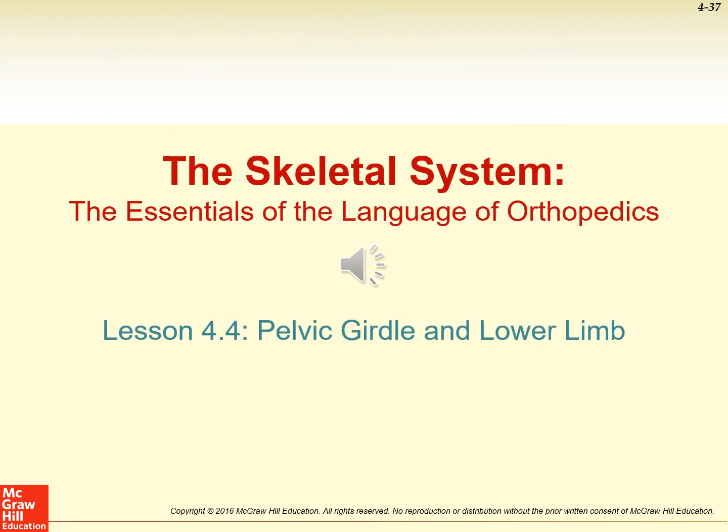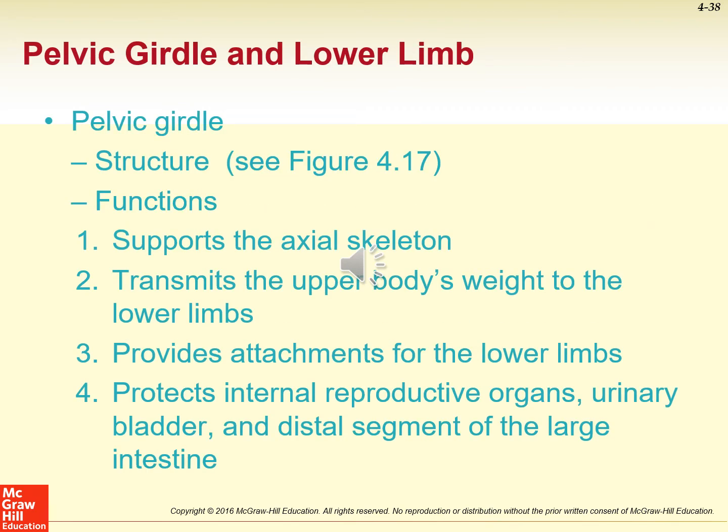4.4, the pelvic girdle and lower limb. The pelvic girdle has the following functions. 1, it supports the axial skeleton. 2, it transmits the upper body's weight through the lower limbs. 3, it provides attachments for the lower limbs. And 4, it protects the internal reproductive organs, urinary bladder, and distal segment of the large intestine.